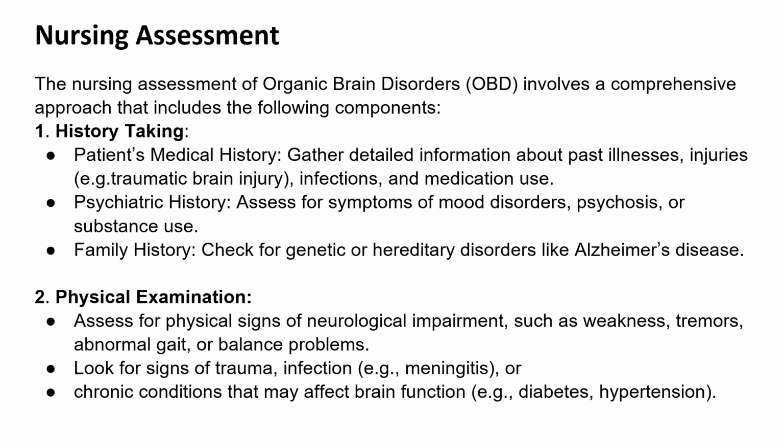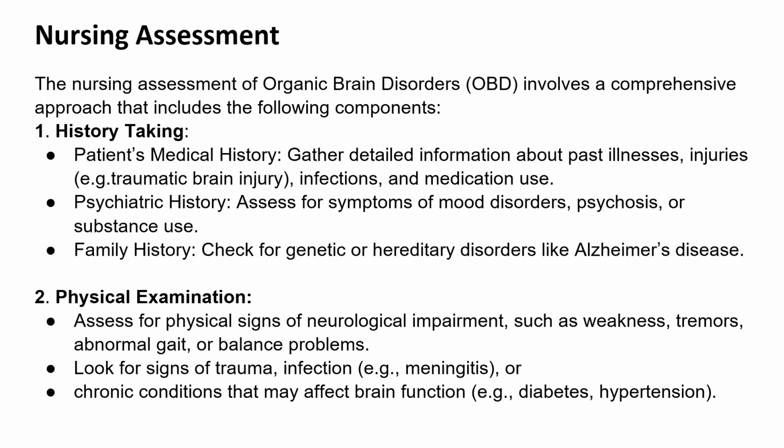Very good, you will keep this in mind. Chief complaints: what is the reason for which the patient has come. Very good, everything is written, right? Okay. Gather detailed information about past illness, injuries, infections, medication use, and associated comorbid conditions, whether there is any psychiatric illness, that also you have to take. And family history: any history of neurodegenerative diseases or any organic disease in the family or not.